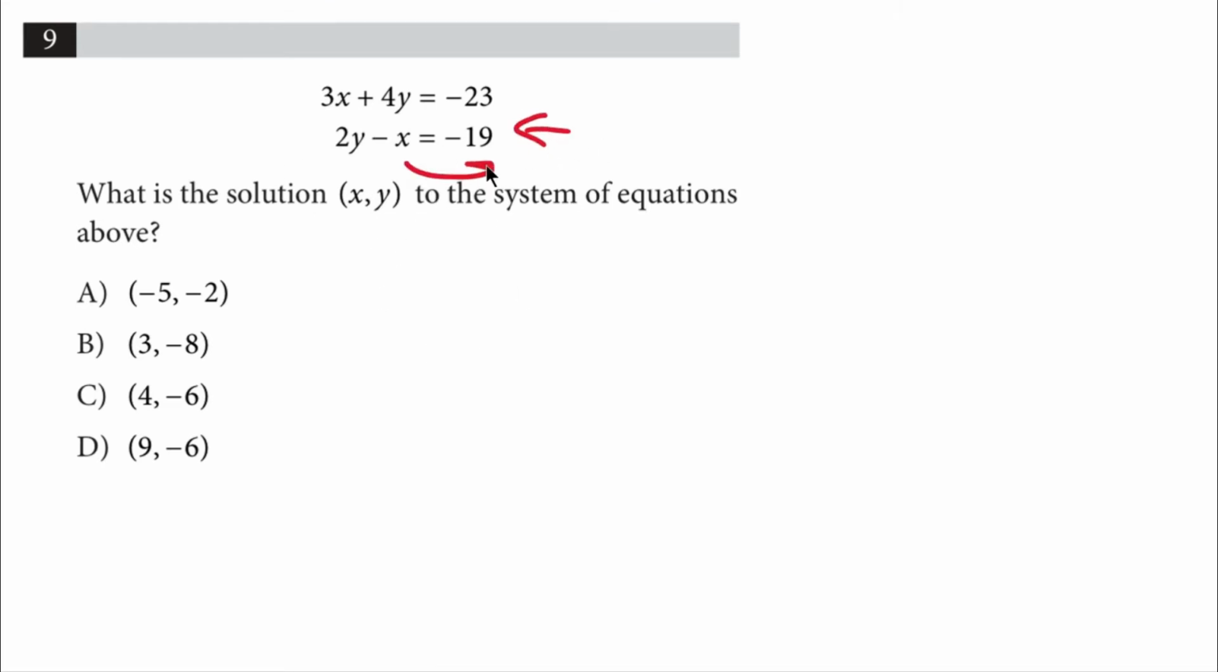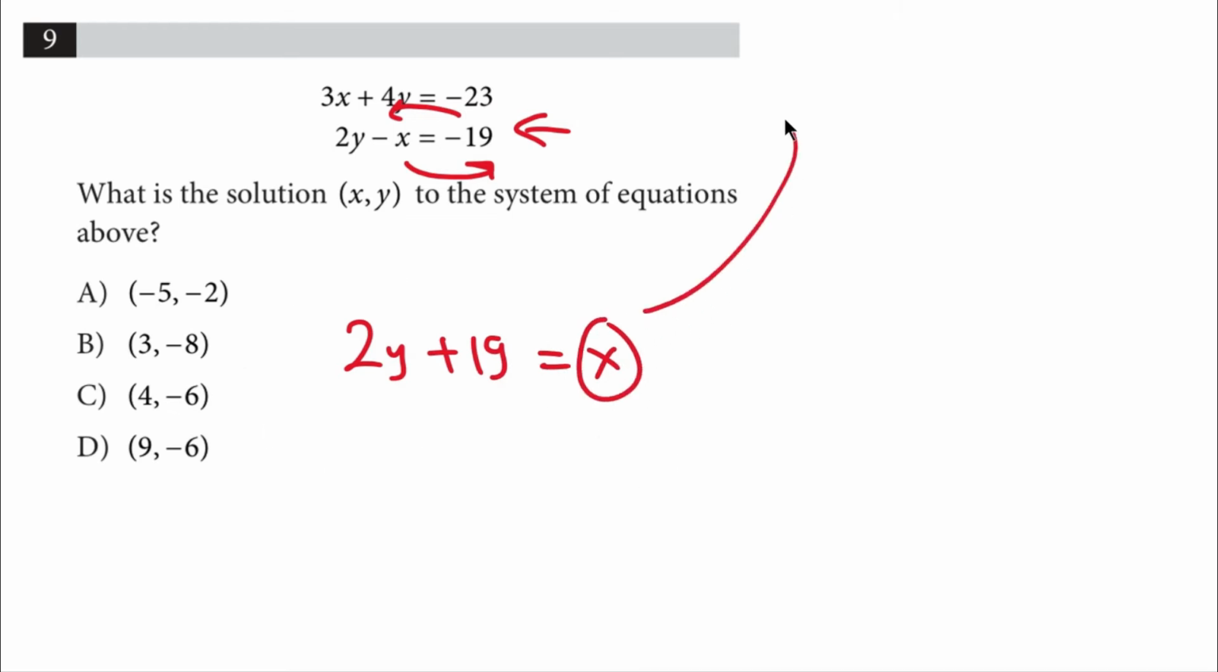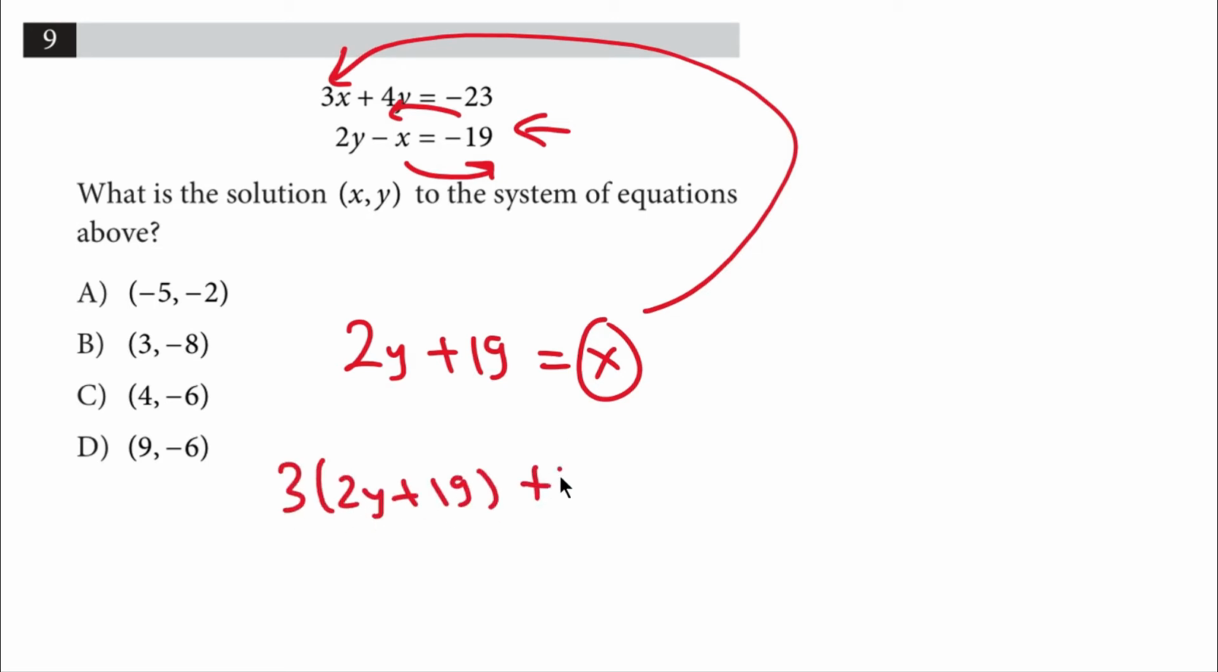Let me throw x to the other side and 19 to the other side. So 2y plus 19 is equal to x. This is what I get. Now let me plug this x right here. Instead of x, I will say 3 times (2y plus 19) plus 4y is all equal to negative 23.